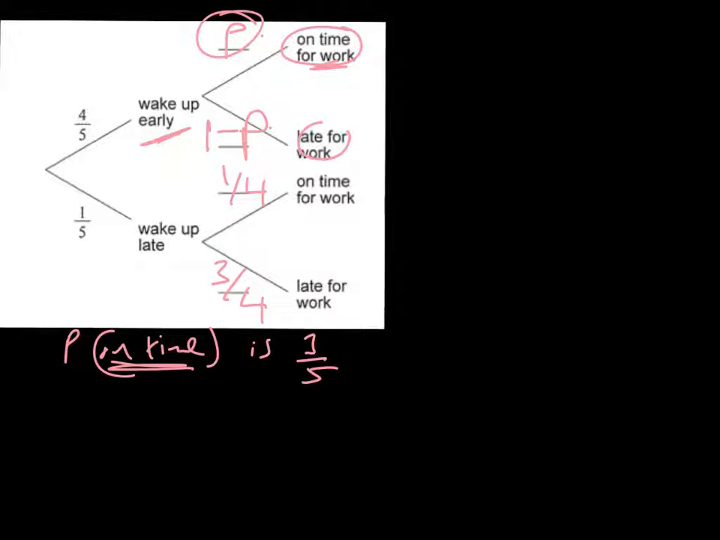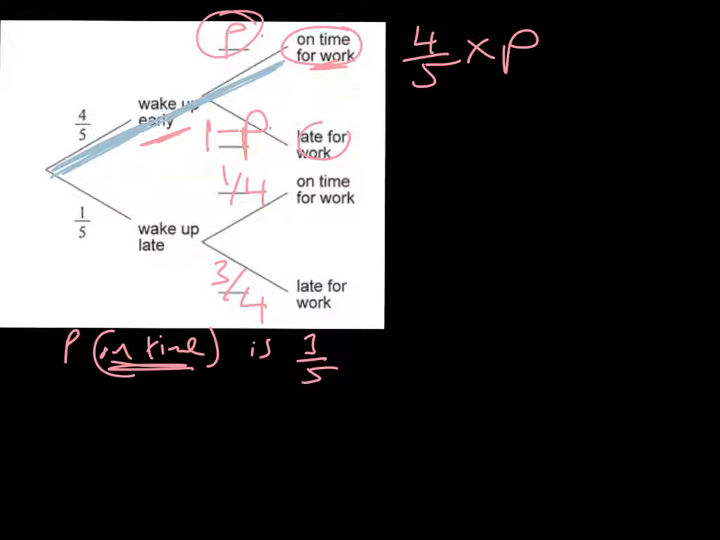The first one, let's do this in a different colour, is that he wakes up early and arrives on time. Now, if we're going along the branches of the tree diagram, we need to multiply together. So the probability that he wakes up early and arrives on time is going to be 4/5 multiplied by P.